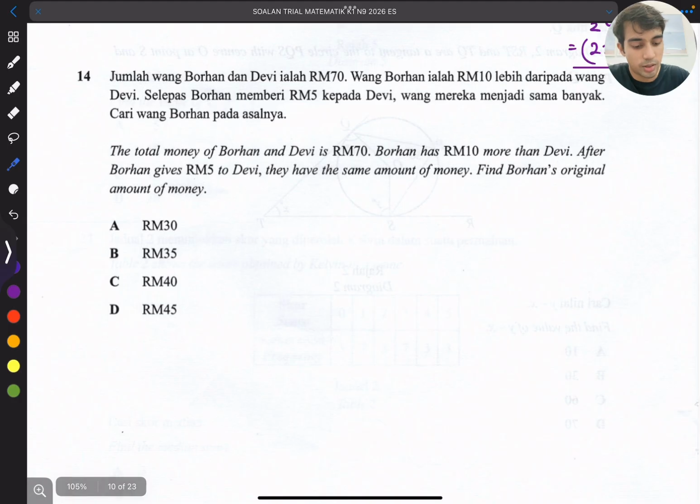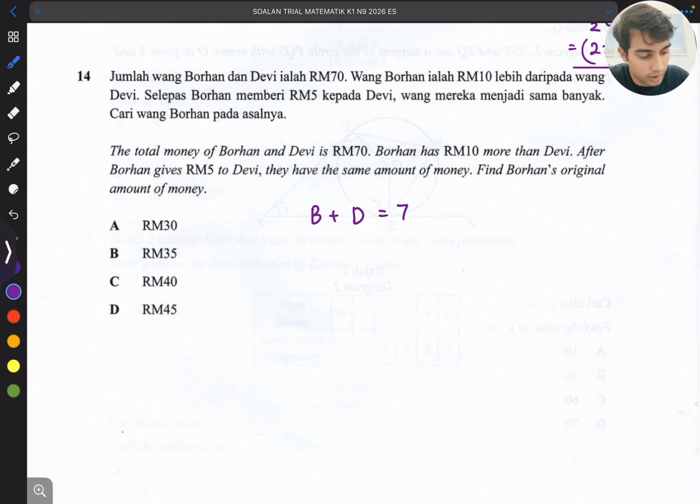Question 14. Total money of Borhan and Devi is 70. Borhan plus Devi is 70. Borhan has 10 ringgit more than Devi. After Borhan gives 5 ringgit to Devi, they have the same. Oh, they give us 3 equations. I don't think we need the third equation. We can solve here already. Okay, never mind, let's try to solve first. For simultaneous equations with 2 unknowns, you just need 2 equations, no need 3.